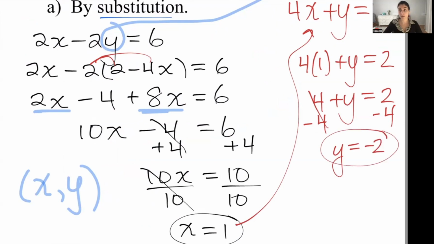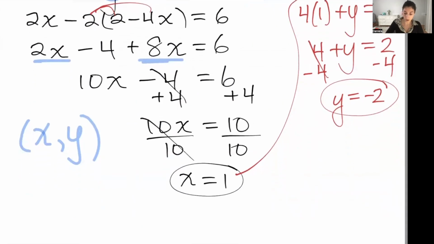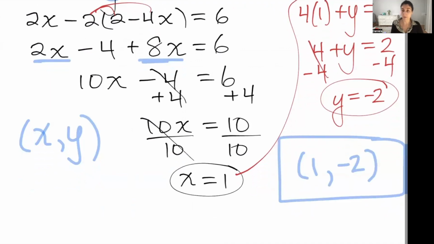And a lot of times people just stop there, but don't forget, your teacher is looking for an ordered pair as an answer. So it's always x comma y. So it should end up being 1, -2 as your final answer.